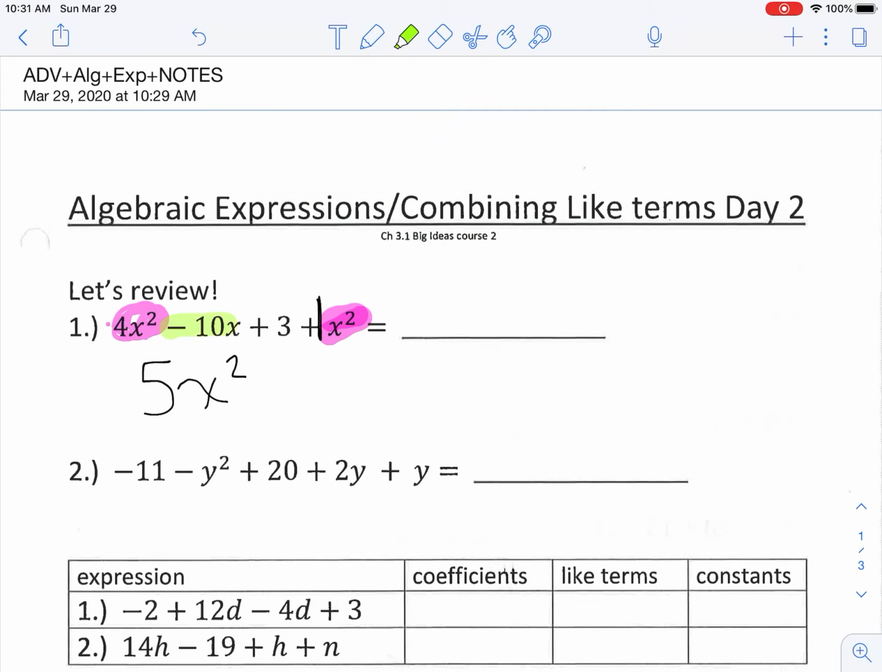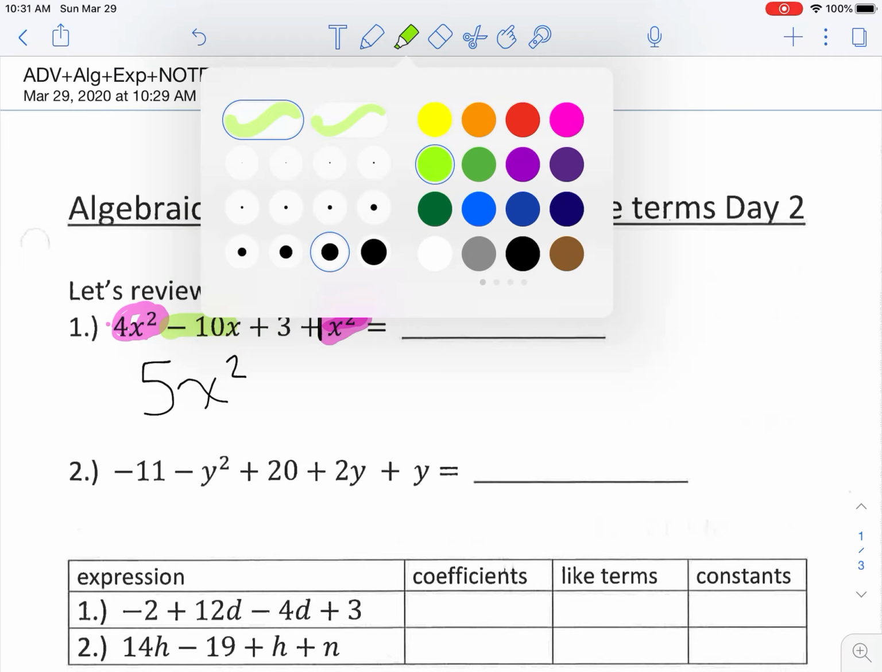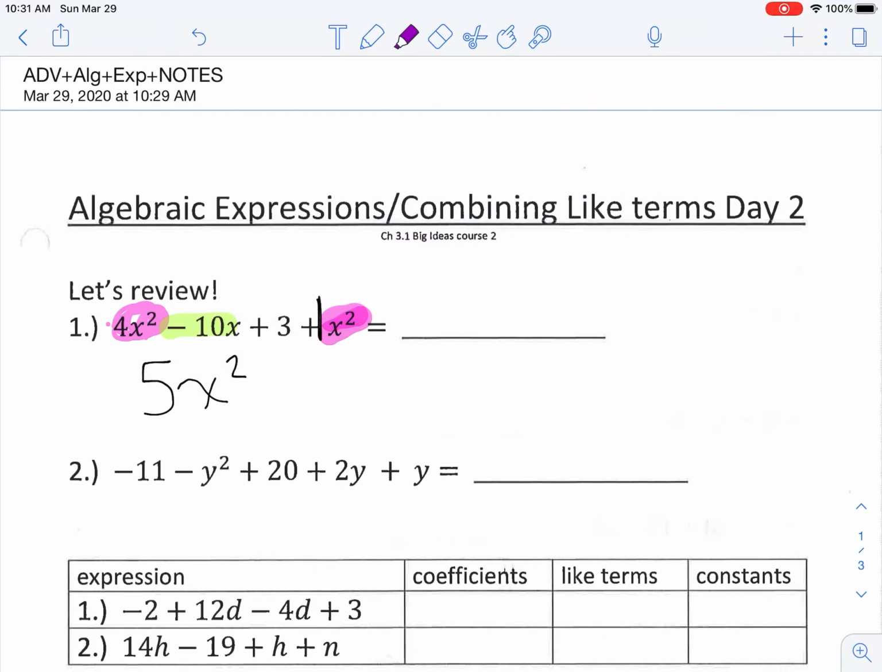So I've got a negative 10x, but then I have my constant. Remember, a constant is a term that has no variables attached to it. And remember, I always encouraged you to also highlight the operation sign in front of the term. Sometimes we forget if that's a minus to subtract that. So I don't have anything that I can combine the negative 10x with, so that's just going to stay a negative 10x. And I don't have anything to combine my positive 3 with, so that's going to stay a positive 3.